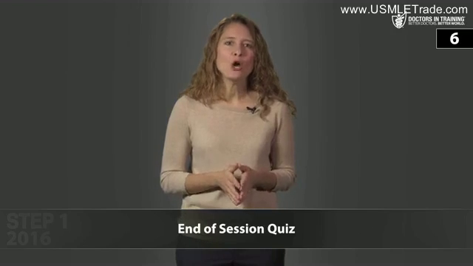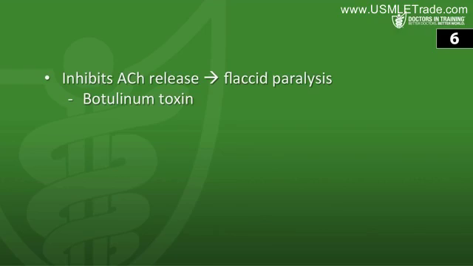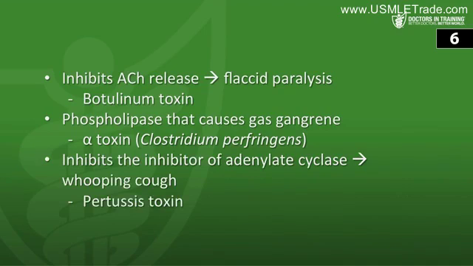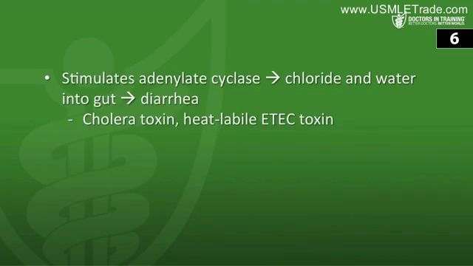All right, first question. What exotoxin matches the following characteristics? Inhibits acetylcholine release at the neuromuscular junction, resulting in flaccid paralysis. This is botulinum toxin. Phospholipase that causes gas gangrene. This is the alpha toxin of Clostridium perfringens. Inhibits the inhibitor of adenylyl cyclase, causing whooping cough. This is pertussis toxin. Stimulates adenylyl cyclase, resulting in chloride and water entering the intestinal lumen and causing diarrhea.